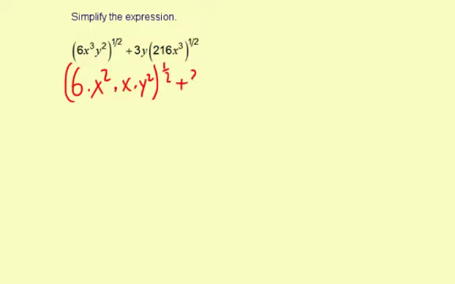And then plus 3y. Okay, now 216 is 6 to the third power, so I'm going to write this as 6 squared times 6. And then x to the third can be written as x squared times x. And then that to the 1/2 power.